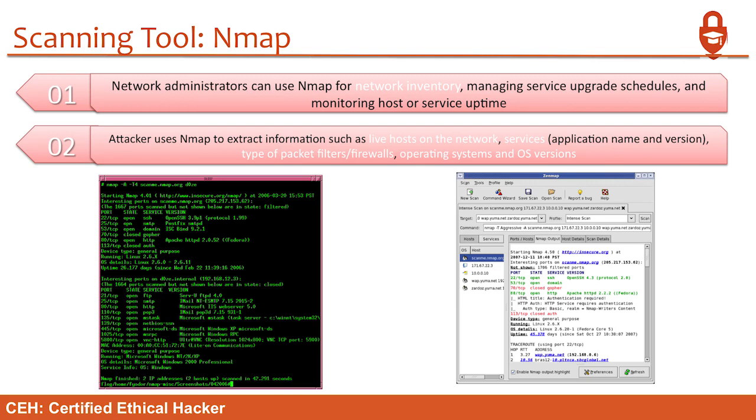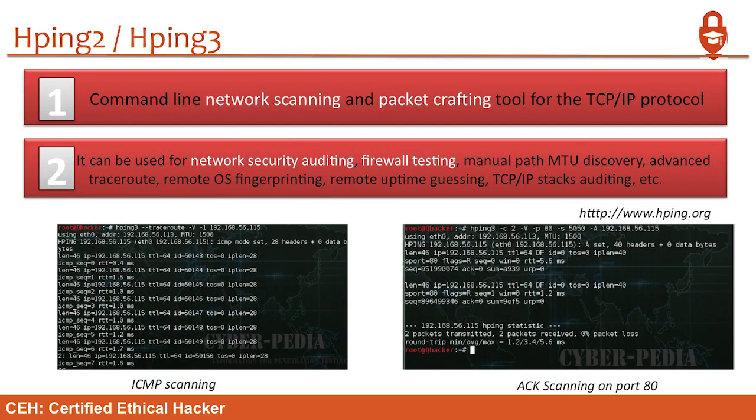Network administrators can use Nmap for network inventory, managing, searching upgrade schedules, and monitoring host service uptime. Attackers can use Nmap to extract information such as live hosts on the network and services that are in use, for example applications, names and versions, usernames, all kinds of stuff. Types of packet filtering firewalls, separate systems, and OS versions, so you can get all kinds of information from Nmap. It is incredibly powerful.